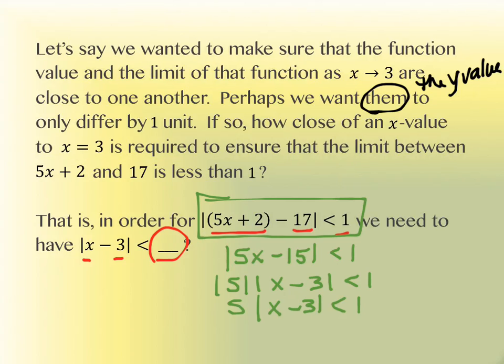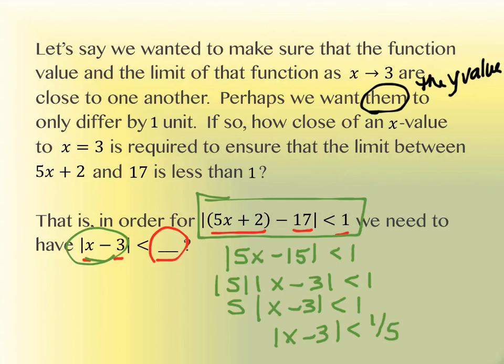And then what would I do? Any guesses? Divide by 5. Now, this is actually what I wanted to have happen. I wanted to solve this actually for the absolute value of x minus 3. I didn't actually want to solve for x. Do you guys see that? Okay. So that's why I headed this route.